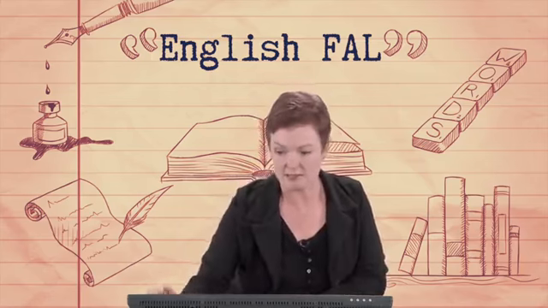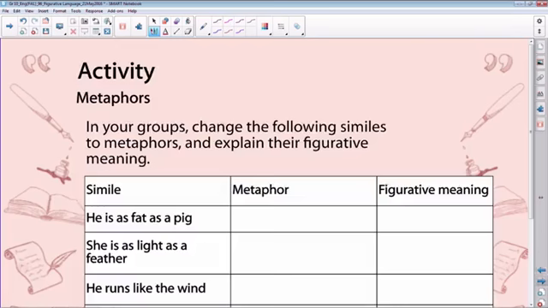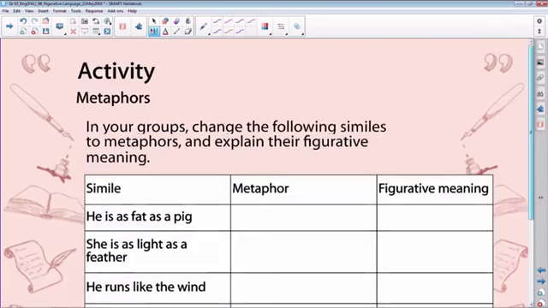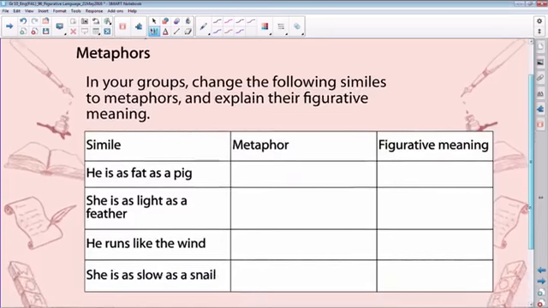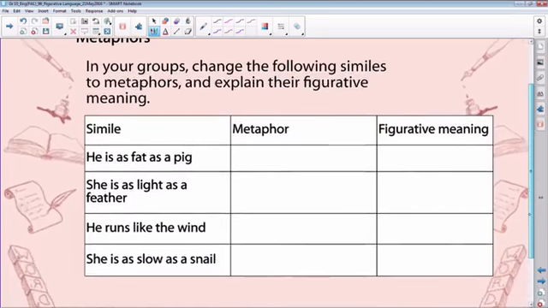So let's start with another exercise. Here we have a table, and what I want you to do in your groups is this. We have our similes, the similes that we worked on in the previous section. He is as fat as a pig. She is as light as a feather. He runs like the wind. She is as slow as a snail. What I want you to do is change these similes into metaphors, and then discuss their figurative meaning.